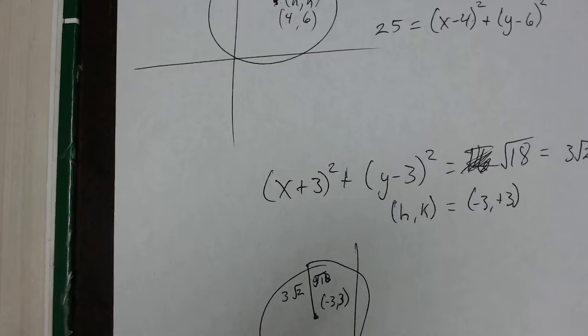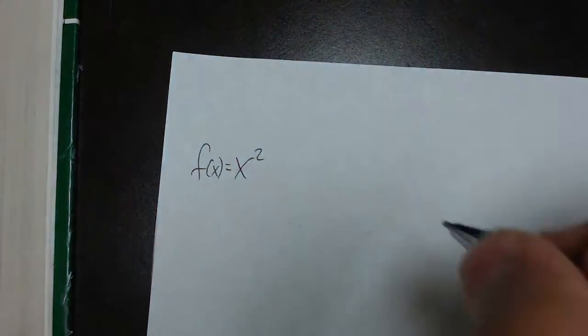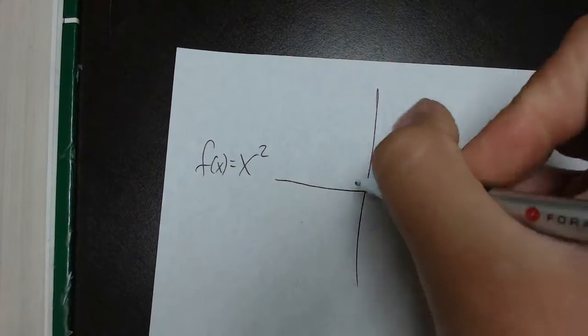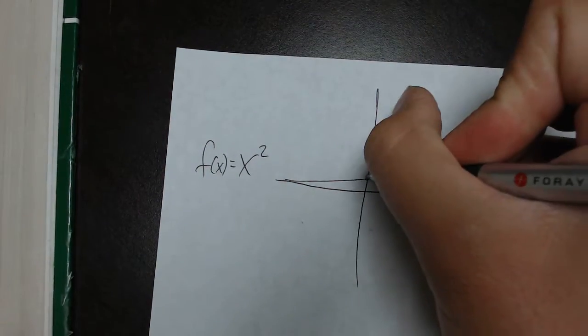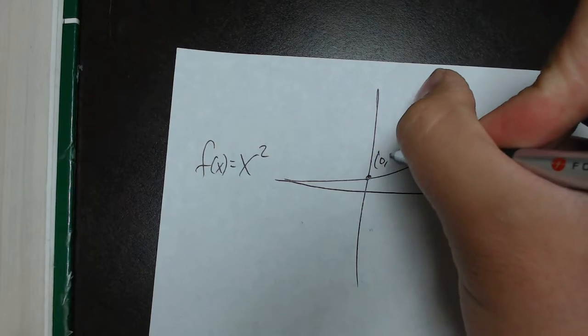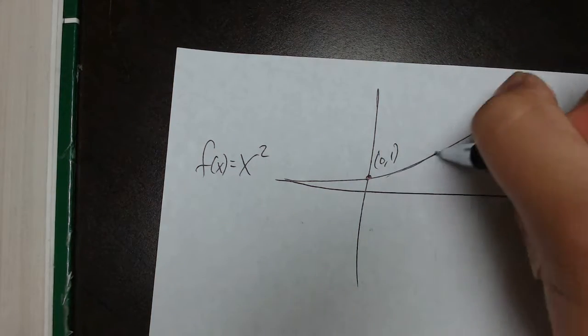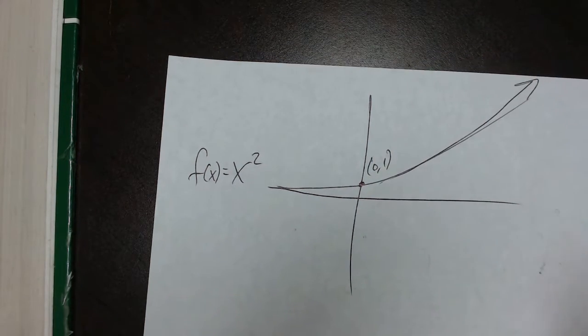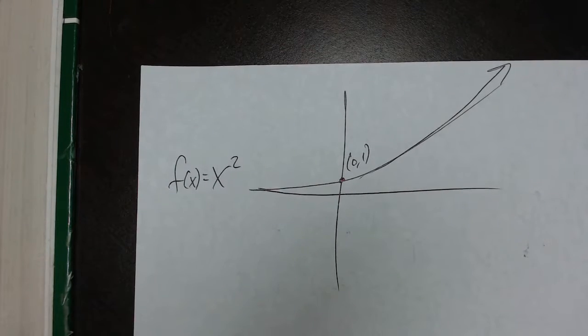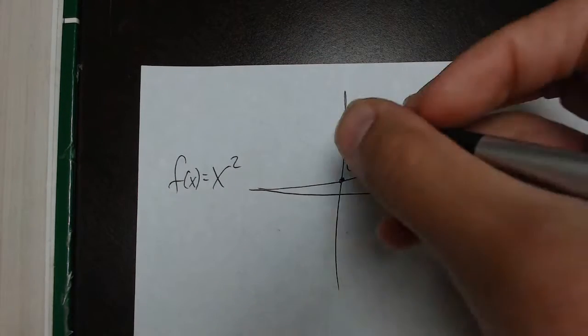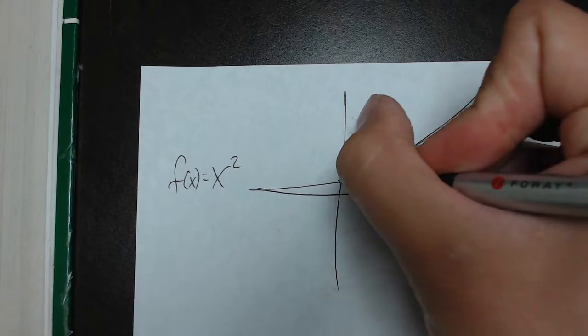Now we're going to talk about constants in exponential functions. So the exponential function, the base function, is f of x equals x squared. The graph thereof looks like this, passes through the point 0, 1, and then it just rises up exponentially into infinity. Now the constant in an exponential function is going to be this point right here.